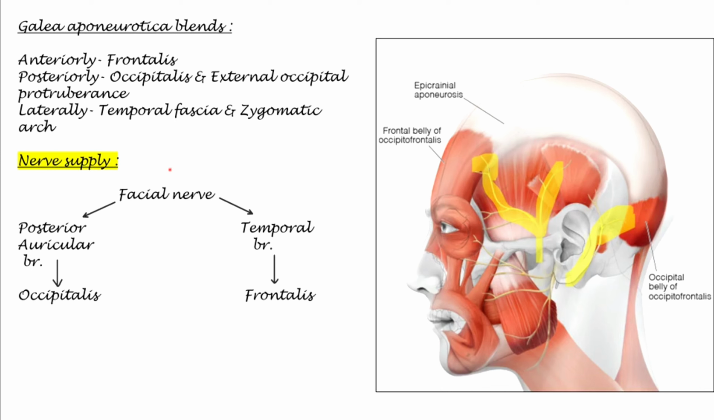Let's see the nerve supply. The branches of facial nerve provide innervation to occipitofrontalis muscle. The temporal branch runs in front of the ear, ascends anteriorly to innervate the frontal belly on each side. The posterior auricular branch runs behind the ear and innervates the occipital bellies.